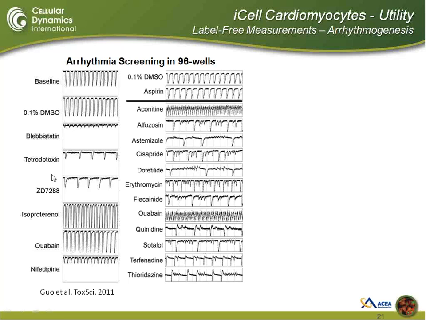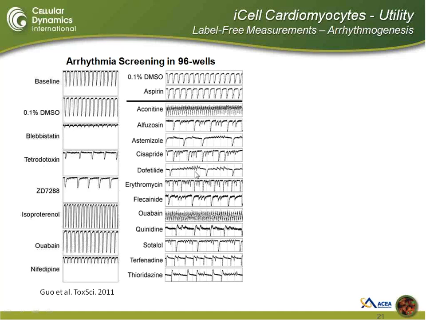They took this and they looked at a number of different compounds. Here we have tetrodotoxin for sodium block, ZD7288 for the funny current, so looking at your pacemaker activity. Again, we have our GPCR modulation and our calcium block. And they took this data and compared a number of known arrhythmogenic compounds. So here we see the nice, stable, clean beating in the DMSO or aspirin negative controls, as well as a sample of what the beating looked like with the application of different compounds.